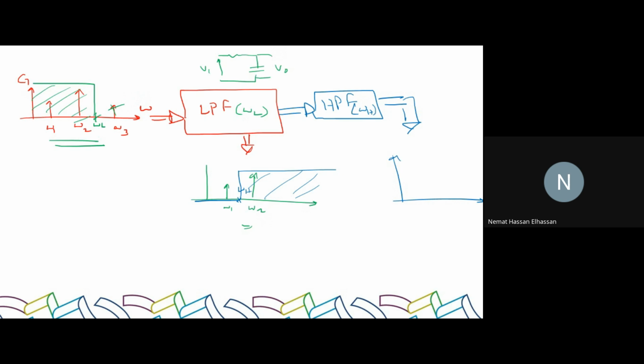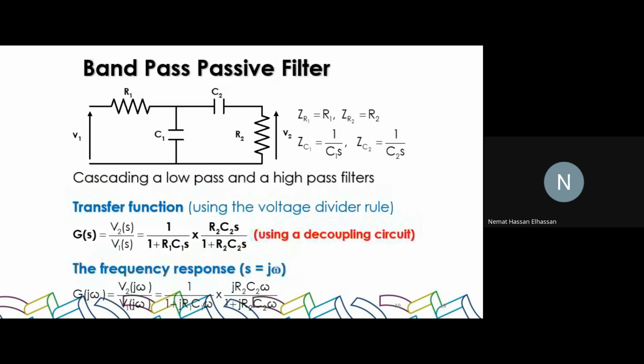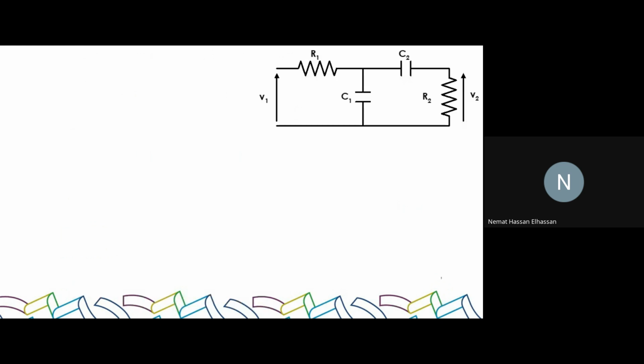Only omega 2, right? So effectively what we have created is a band pass filter that will only allow the band where we have omega 2, the band between omega high and omega low, to pass. So this is how we build a band pass filter, by cascading. Cascading means connecting two filters in series.